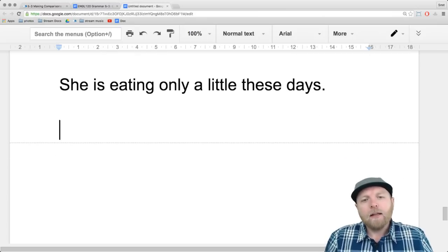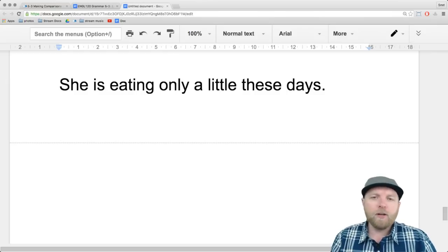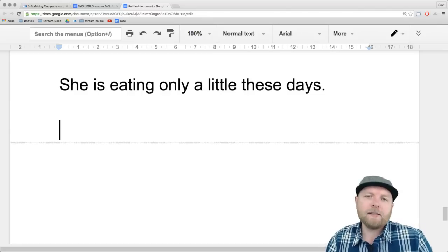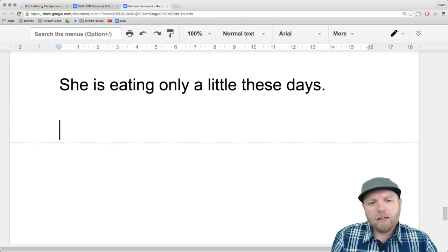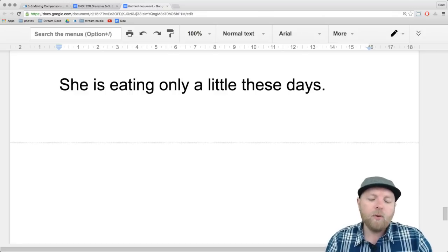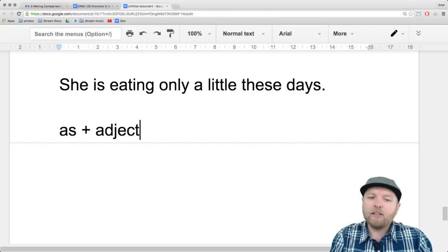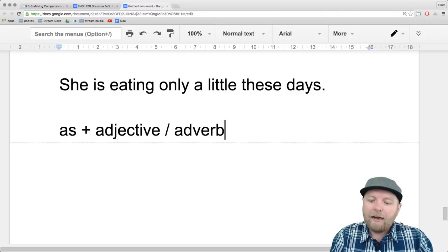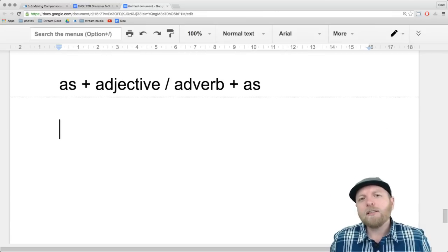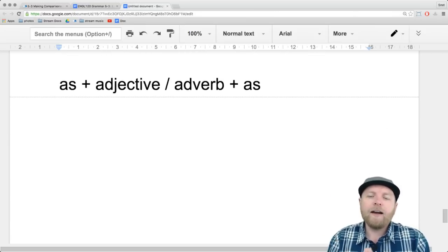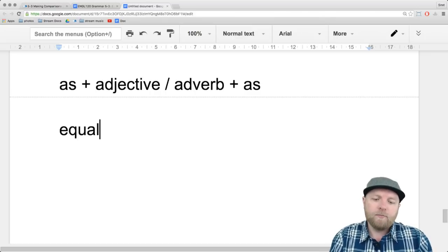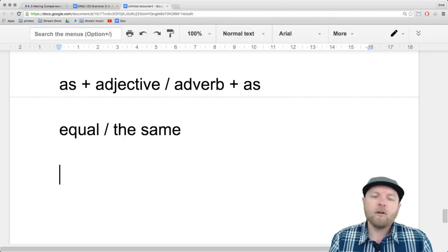Okay, now, it's about 9:42 here, so we've done about 40 minutes of the class. So we have about 20 more minutes here. Let's talk a little bit again about what we talked about last week. As plus an adjective or an adverb plus as. And do you remember the meaning of this? As plus adjective or adverb, it means equal or the same, right?